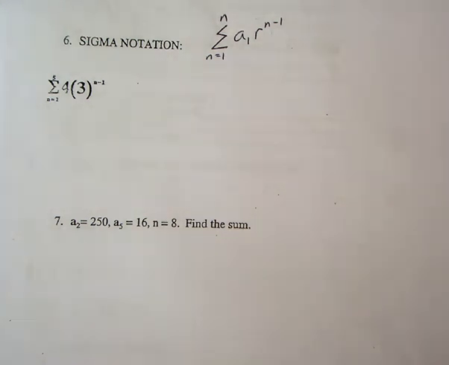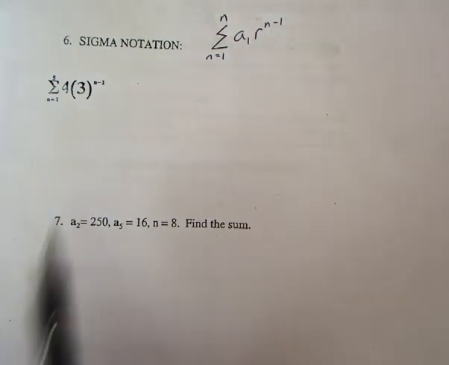So since this is a geometric series, let's think about what we know, or what we need to find a sum using those formulas, right? You can actually use either formula. In either case, you need to know the first term and r. So in either case, you need to know those two things.